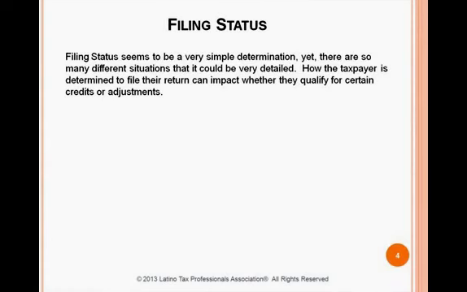Now, a filing status may seem to be a very simple determination, yet there are so many different situations that it could be very detailed. How the taxpayer is determined to file their return can impact whether they qualify for certain credits or adjustments. Many clients will come into your center and sit with you, and there will be a husband and a wife, but they wish to file separately.